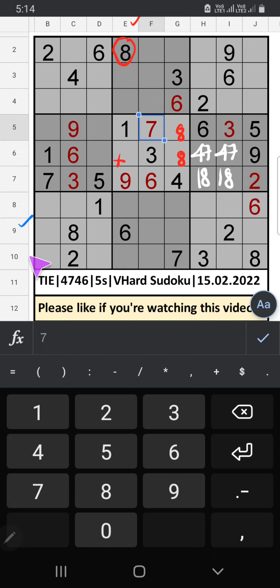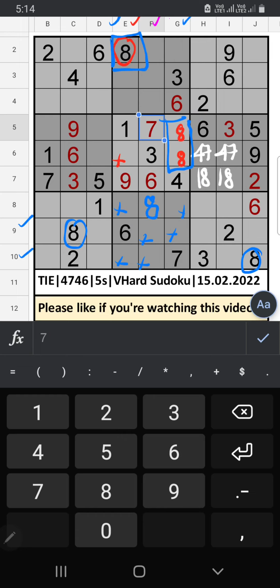Ninth row and 10th row, we have 8. So 8 can't come in these cells. Column E and column G, we have 8. So 8 can't come in these cells. Then 8 is confirmed here.